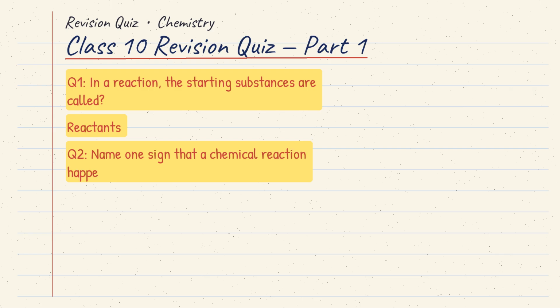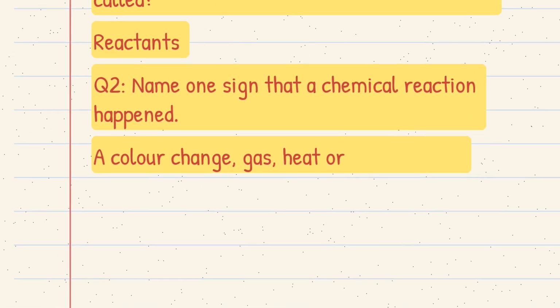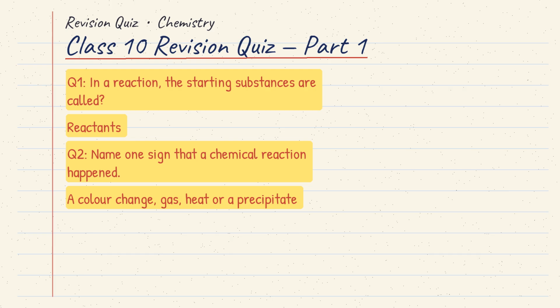Pause and think. The answer is a color change, gas, heat, or a precipitate. Any one of these is a clue. Question 3. Why must we balance a chemical equation?